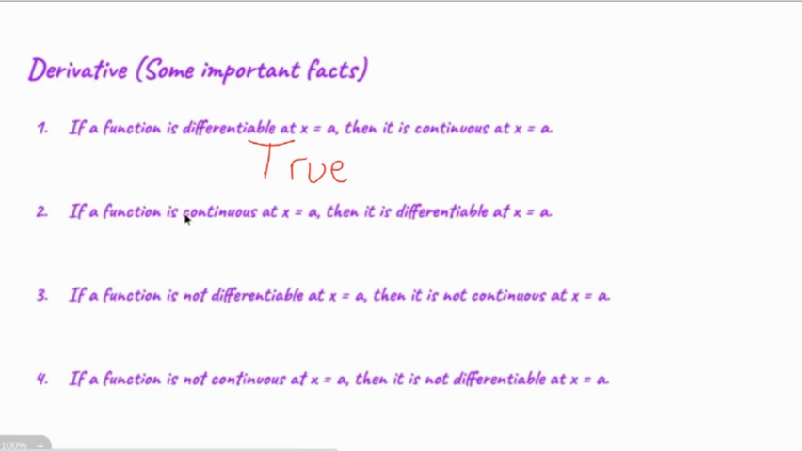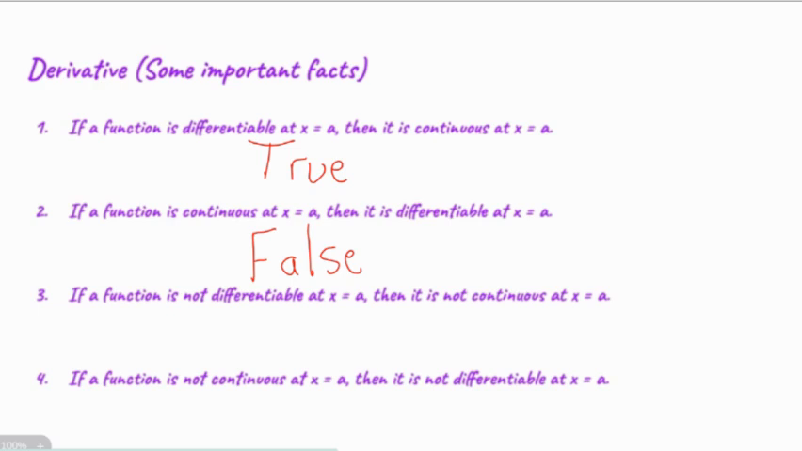Now, if a function is continuous at x equals a, then it is differentiable at x equals a. This is actually false. We would like it to be true. And on the very next slide, we'll look at some examples of why it's false. Just to clarify, false in truth logic does not mean it is always false. It just means it's false one time, whereas true has to be true 100% of the time. And we'll look at some examples of why that is the case.